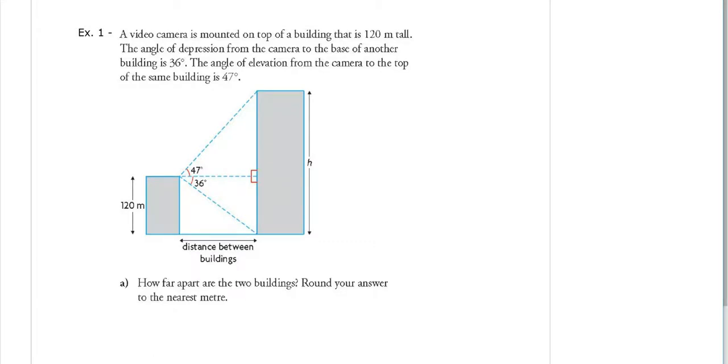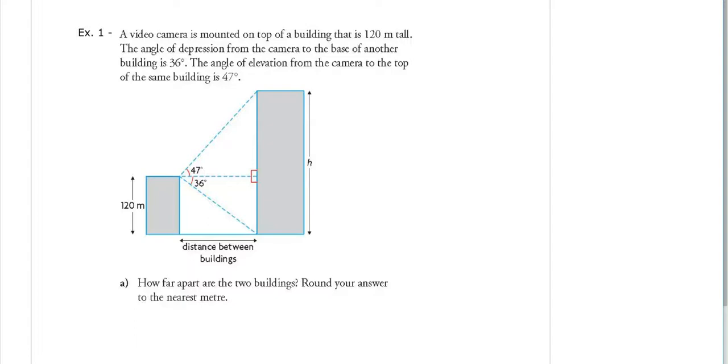A video camera is mounted on top of a building that is 120 meters tall. The angle of depression from the camera to the base of another building is 36 degrees. The angle of elevation from the camera to the top of the same building is 47 degrees. How far apart are the two buildings? Round your answers to the nearest meter.